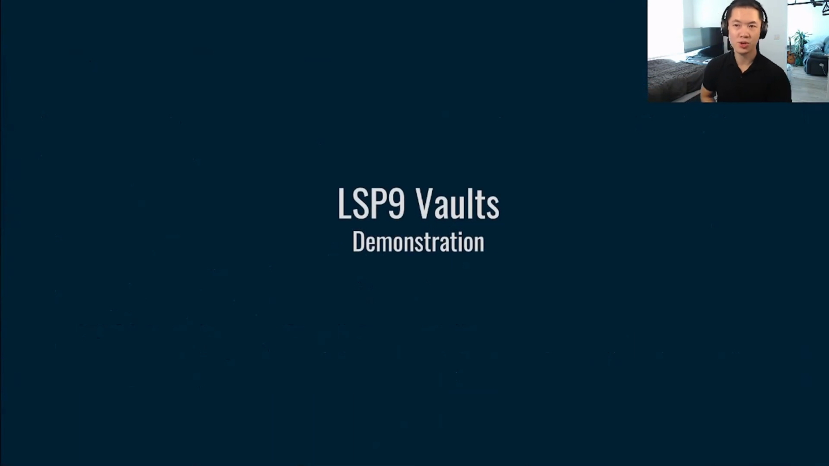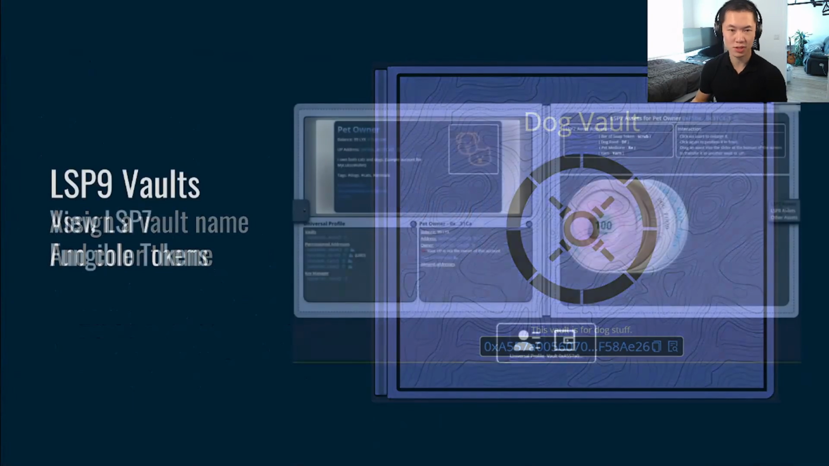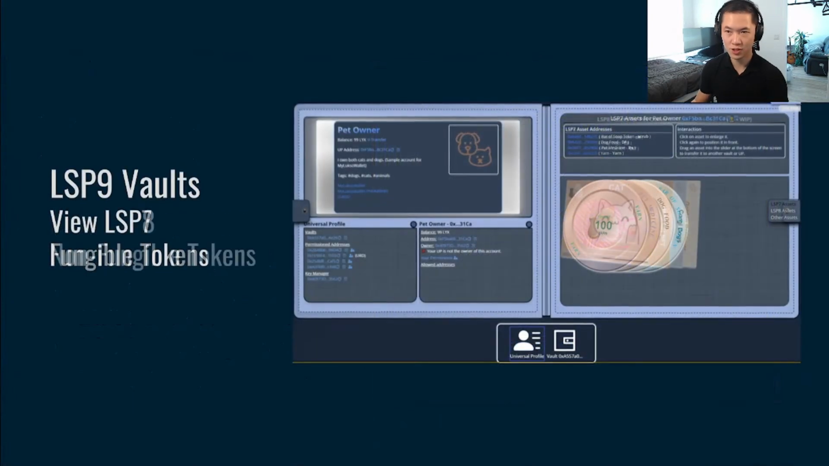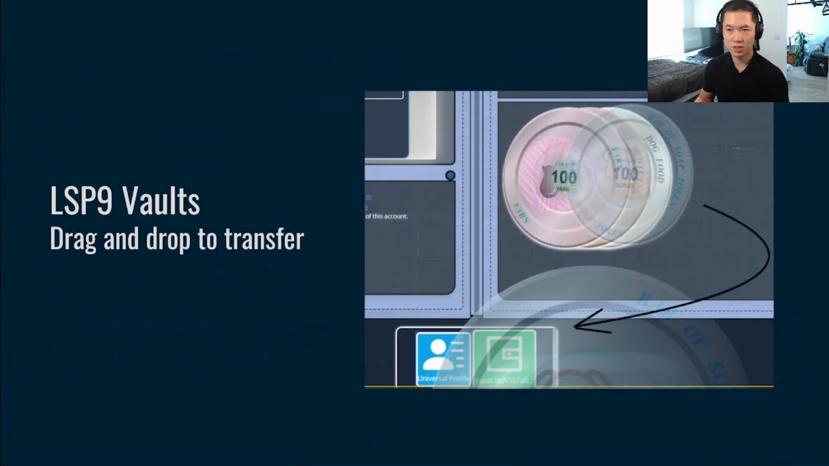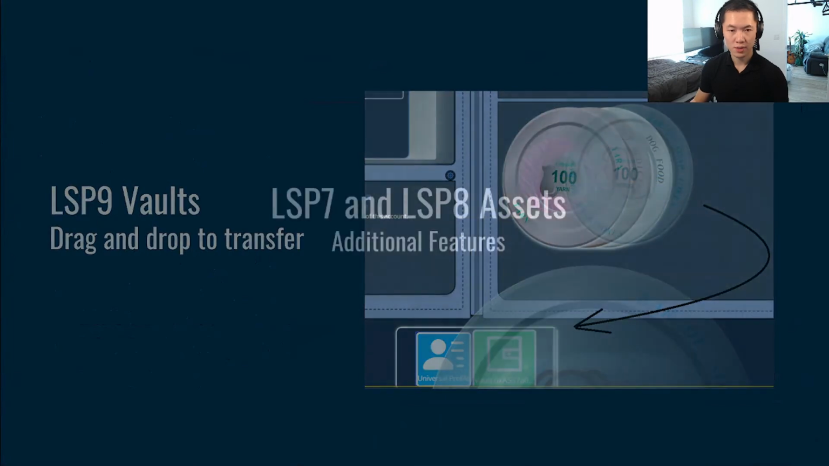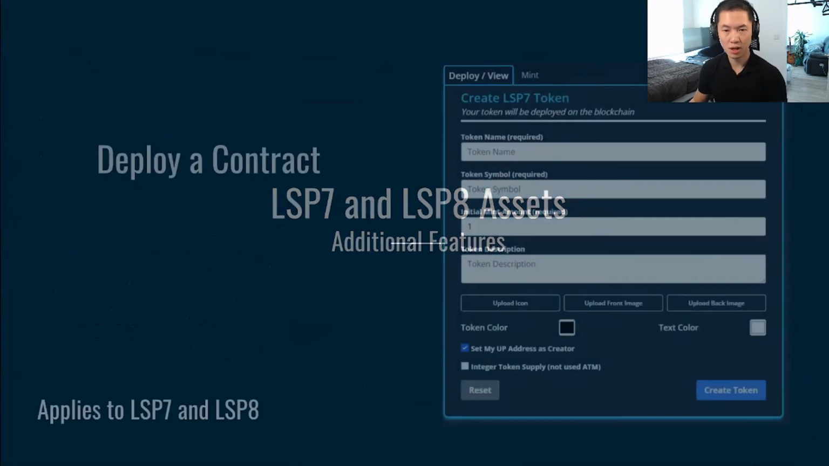I hope you enjoyed that quick demonstration of the main MyLuksoWallet DApp. To recap real quick, we saw that we could assign a vault name, assign a color theme, and a description to each vault. We saw that we could view LSP7 fungible tokens, LSP8 non-fungible tokens, as well as transfer tokens between vaults using a drag and drop feature. On top of that, we also have a lot of additional functionality within the website itself that we won't have time to go through in this quick demonstration.